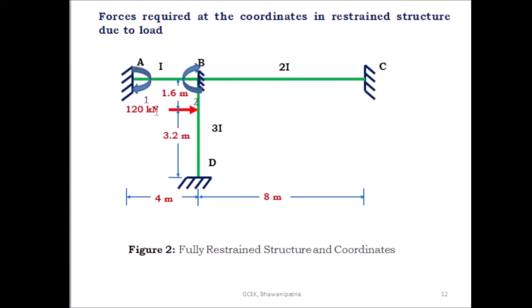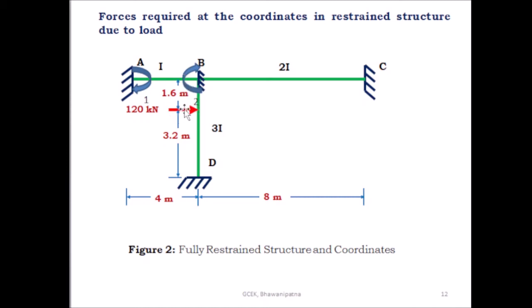There is no load on the span AB, so the fixed end moments MFAB and MFBA are equal to 0. Similarly, there is no load on the span BC, so the fixed end moments MFBC and MFCB are also 0. But on the vertical member BD, there is one concentrated load of 120 kilonewton at a distance of 3.2 meter from D and 1.6 meter from B.